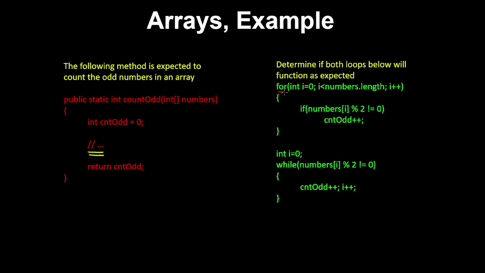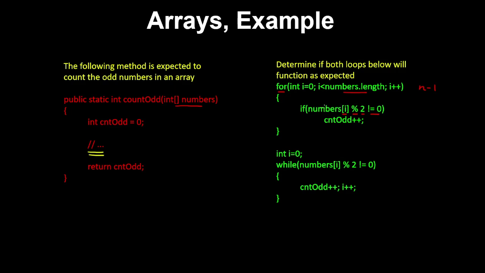So for the for loop, we traverse all the elements in this numbers array, starting from the first number to the last number in the array. So basically we're stopping when i is equal to the number of elements in the array minus 1, which is the last element in the array. And we check if the number at index i modulo 2 is not equal to 0.